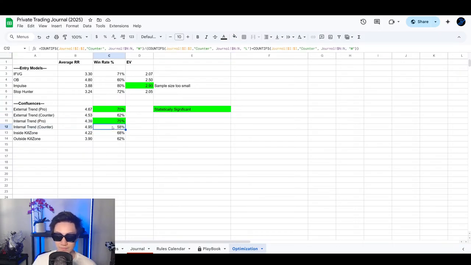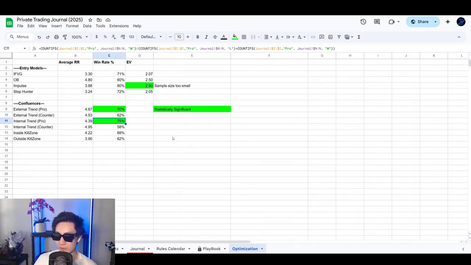So let's say you're trying to filter your trades and you say, in the future, based on my journaling, I only want to take trades when the internal trend is in my direction. In that case, you can have a much higher win rate just by optimizing here. This is how you optimize. Now, will you miss some trades? Yes, you will. Never expect to not reduce your trade count. That's just how trading is.